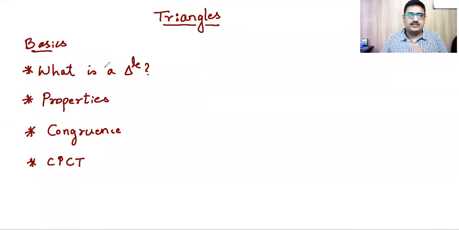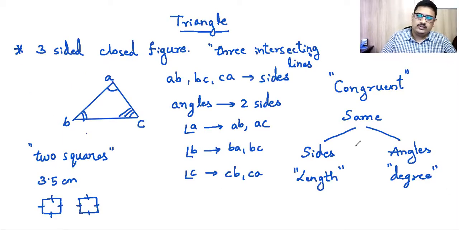Under triangle basics, we have studied what a triangle is. A triangle is a closed figure bounded by three sides. Then we studied congruence of triangles, and then properties and something called CPCT. A triangle is a three-sided closed figure formed by three intersecting lines. It will have three sides and three angles. Two sides will form an angle, and the included angle is the angle found between the two corresponding sides of two triangles.